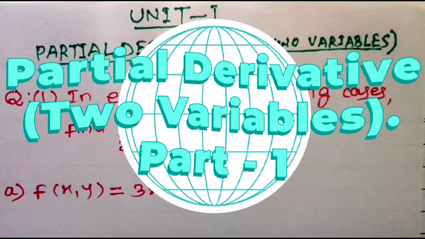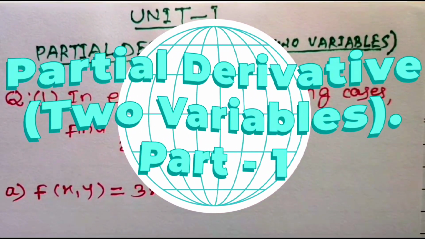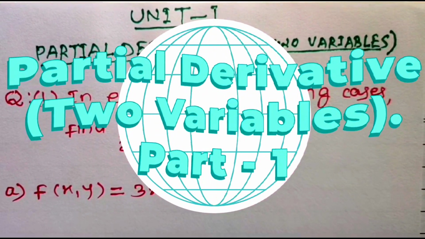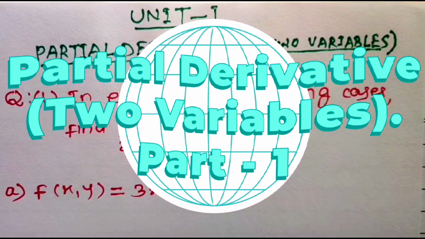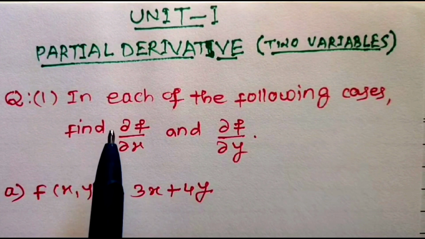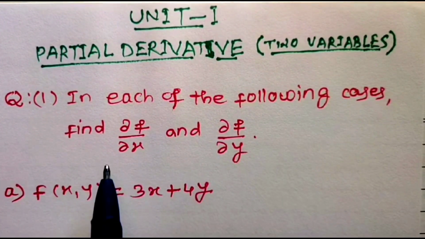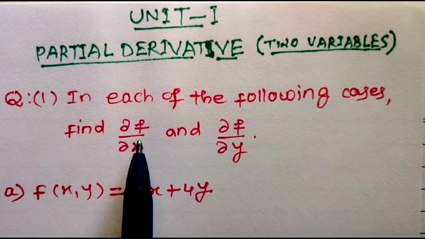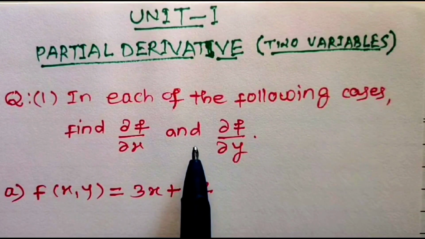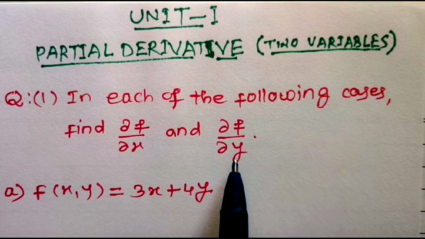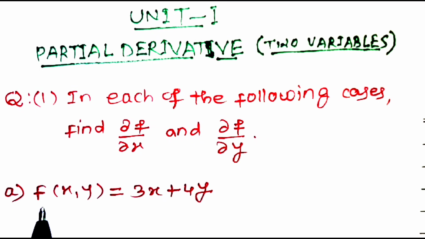Hello everyone. Today we have to learn about partial derivative of a function containing two variables. First question. In each of the following cases, find partial derivative of f with respect to x and partial derivative of f with respect to y. Sum number 1: the function is given, f of x comma y is equal to 3x plus 4y.